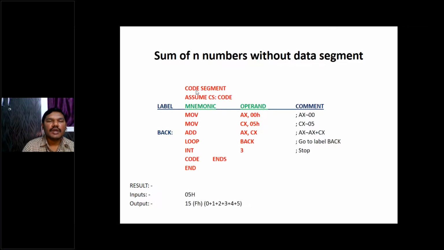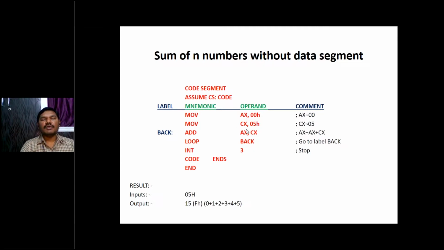Okay, so here code segment and ASSUME CS, code. Here I am not taking any data segment, because I want to execute using loop and control instructions. So here itself I can write the program. Now MOV AX, 00. MOV AX, 00 means AX is loaded with 00. It is the first value. I want to add 0, 1, 2, 3, 4. Okay, 5 values: 0, 1, 2, 3, 4.